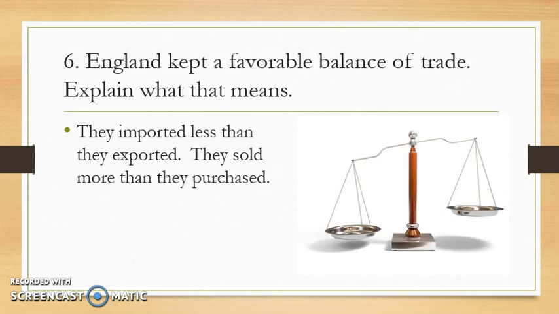Number 6 is England kept a favorable balance of trade. Explain what that means. It means that they import less than they actually export. They send out, okay?